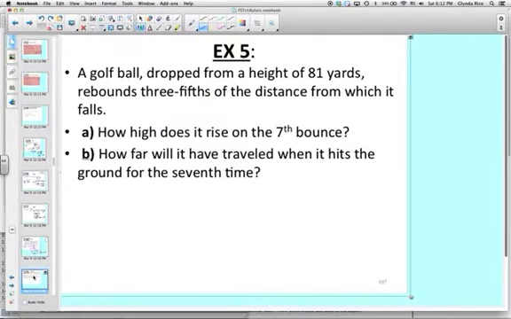A golf ball is dropped from a height of 81 yards. See, I told you we would have a lot of these.